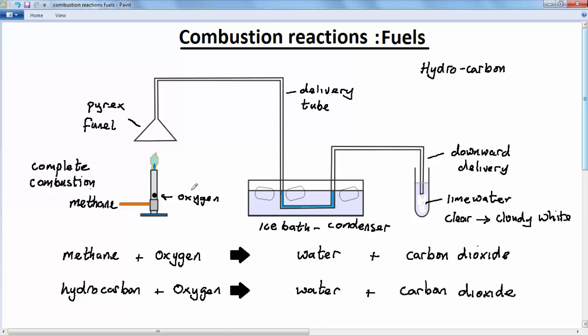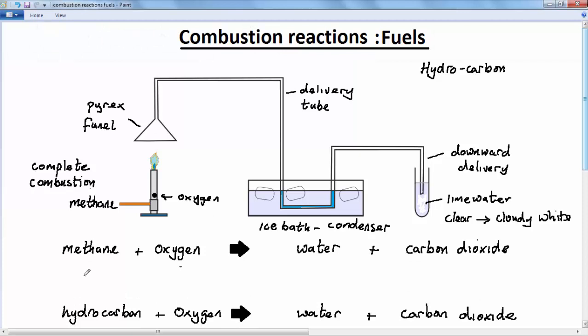Okay, so we'll just move this down a little bit and we'll write out the symbol equation. So we should learn how to do these. So in this case the formula for methane is CH4 plus oxygen, remember that's O2, gives us water, H2O, plus carbon dioxide, CO2, up arrow. It's a gas, and you can see that's not balanced.